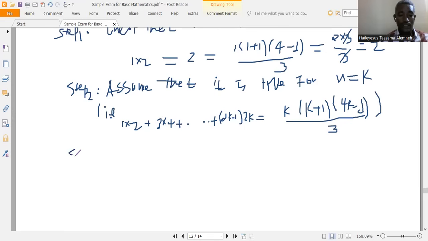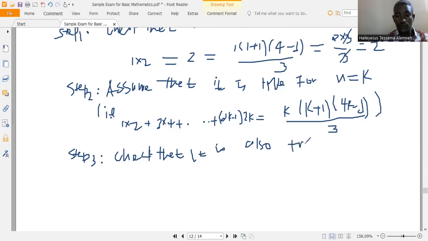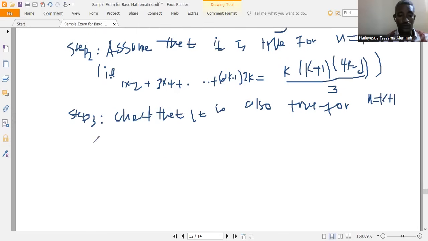So on step 3, we show that it's also true. Check that it's also true for n is equal to k plus 1.